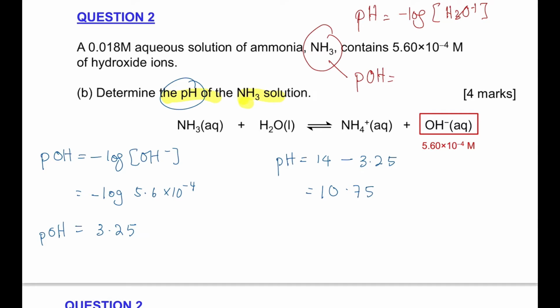Here you will get how many marks? 1 mark for the formula or your substitution. 1 mark here, 1 mark for the pH, 1 mark for the formula pH plus pOH equal to 14 or pH equal to 14 minus pOH. And the fourth mark is your final answer.